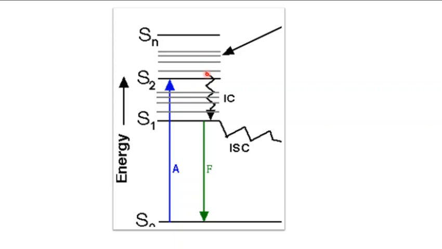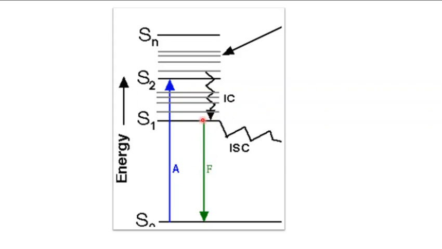Now, a molecule may go from one singlet state, the higher singlet state, that is S2, to the lower singlet state by internal conversion. Here, the molecule will be in the singlet state, in S2 and in S1 also. But sometimes the molecule may go from this singlet state to the triplet state. This crossing over of the system from singlet to triplet, we call inter-system crossover. Here also the energy is lost non-radiatively.